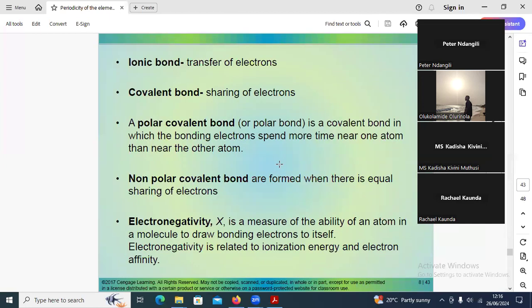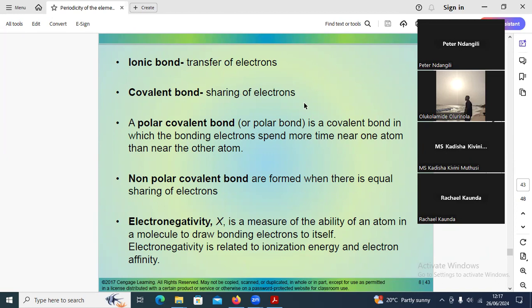Now, I have mentioned different types of bonds. Ionic bond involves a complete transfer of electrons from one element to another. And that happens when there's a very significant difference in the electronegativities of the two atoms that are involved. A covalent bond is when the electrons are shared.